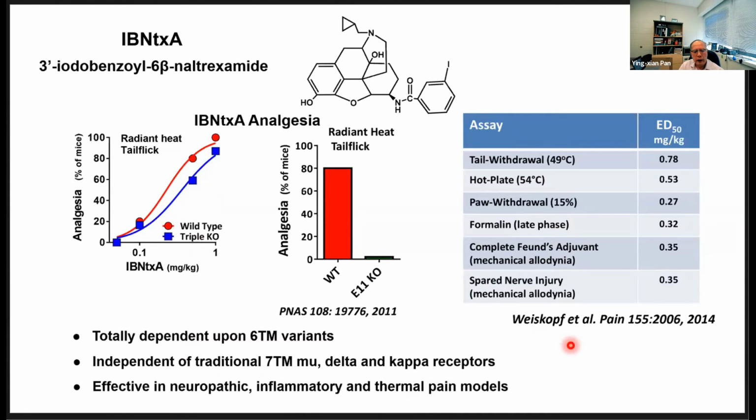IBNtxA is also potent in other types of pain models: thermal pain and inflammatory pain, the formalin test, the complete Freund's adjuvant test, and neuropathic pain.